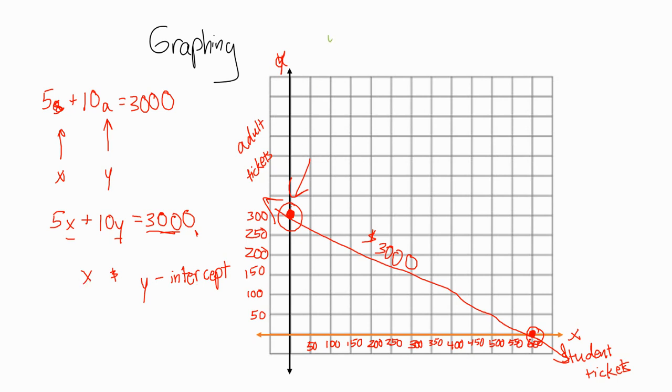All right, so what does the y-intercept mean? Well, the y-intercept was at 0, 300. What do those numbers mean? Well, they meant that no students bought tickets, but 300 adults bought tickets, and the total they raised was $3,000.